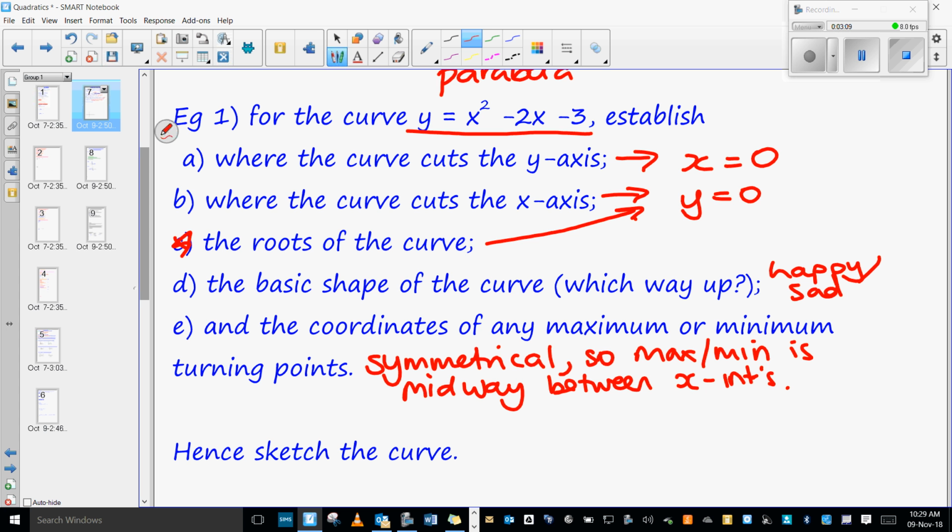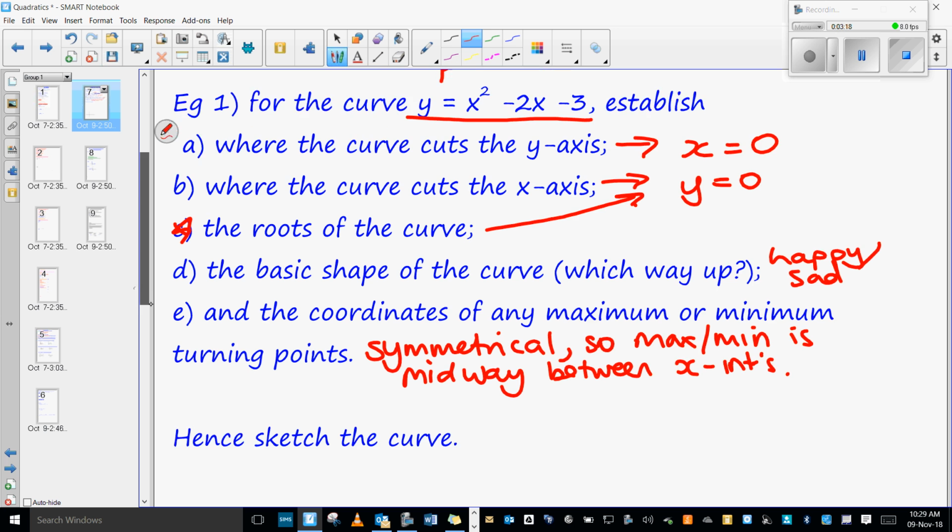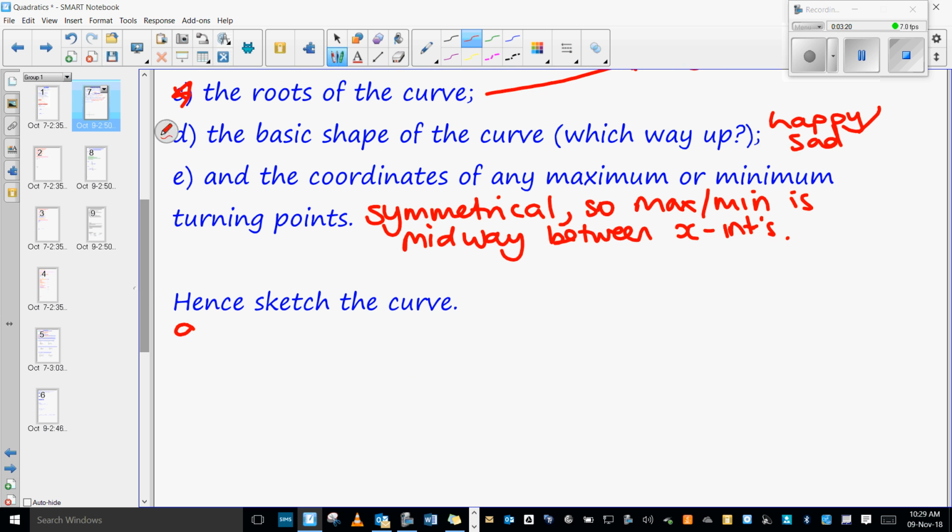Right, so let's get going on this. So where does the curve cut the y-axis? So, feature A. We're going to say that y is equal to 0 squared minus 2 lots of 0 minus 3, which is negative 3.